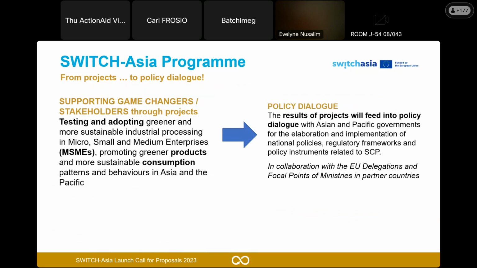And it's really, really crucial that no person and no place is left behind. So it's also very crucial that we move from projects to policy dialogue, that they are linked together.